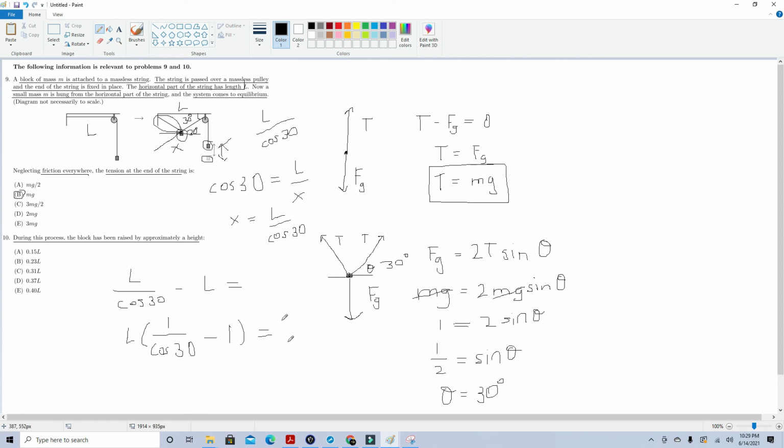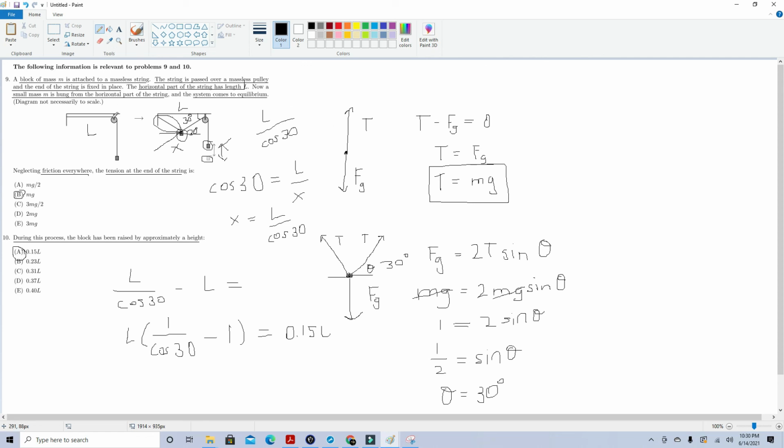Once you compute this value, you can just tag on the L and you're going to get your answer. Computing the expression inside the parentheses, 1 by cos 30 minus 1, you should get about 0.15. Multiplying that by L would give us 0.15 L. So this is the amount of string added in our final horizontal section, which means that it's also the displacement in the initial section, showing us that answer A is the solution to this problem.